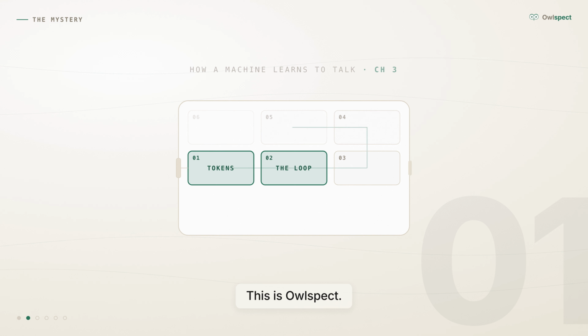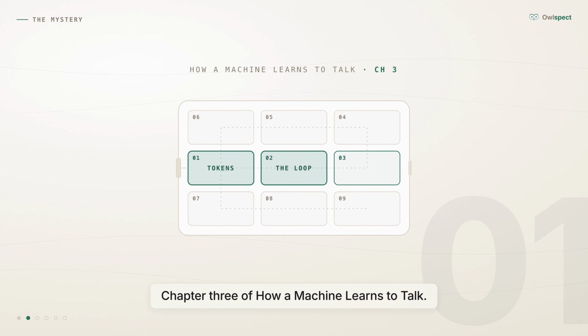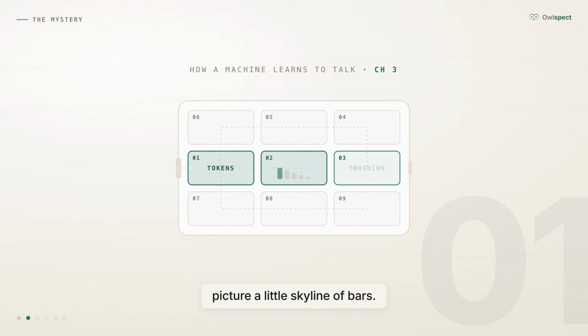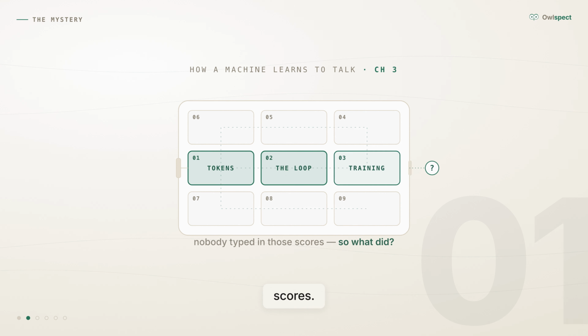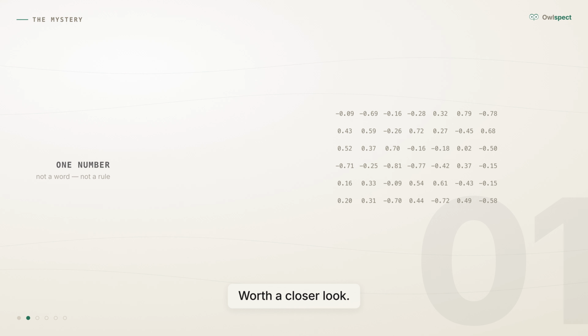This is Owlspect, Chapter 3 of How a Machine Learns to Talk. First, the engine room. Every word the machine writes is picked from candidates, and each candidate gets a score. Picture a little skyline of bars. Today, no one ever sat down and typed in those scores. So what did? Worth a closer look.